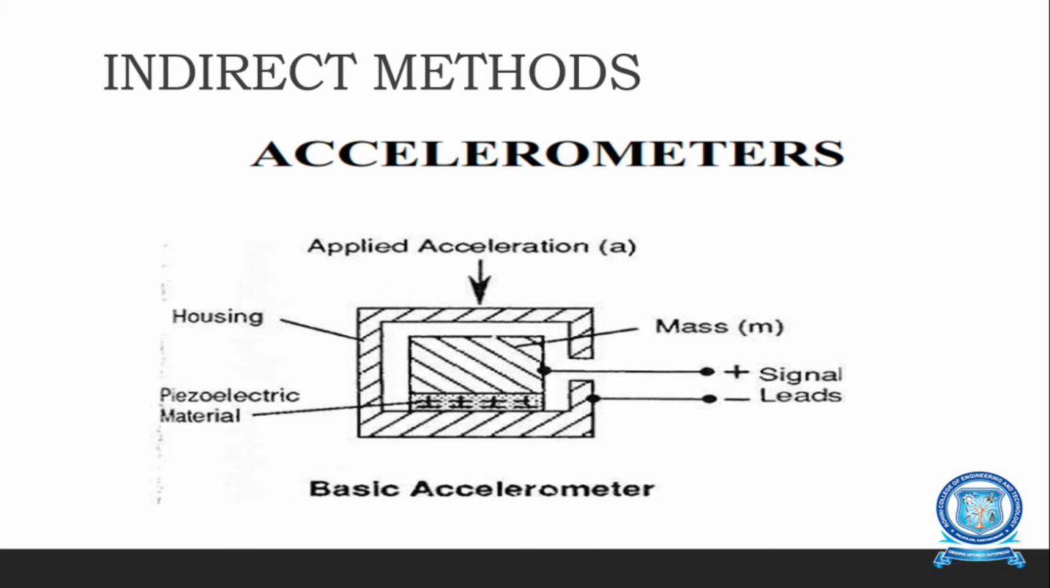Now we are moving to the indirect methods to find out the force measurement. First one is accelerometers. A force will make a body accelerate. By measuring the acceleration, the force may be determined from the equation F is equal to ma, where m is the mass of the body. To find out the acceleration, we are using accelerometers.